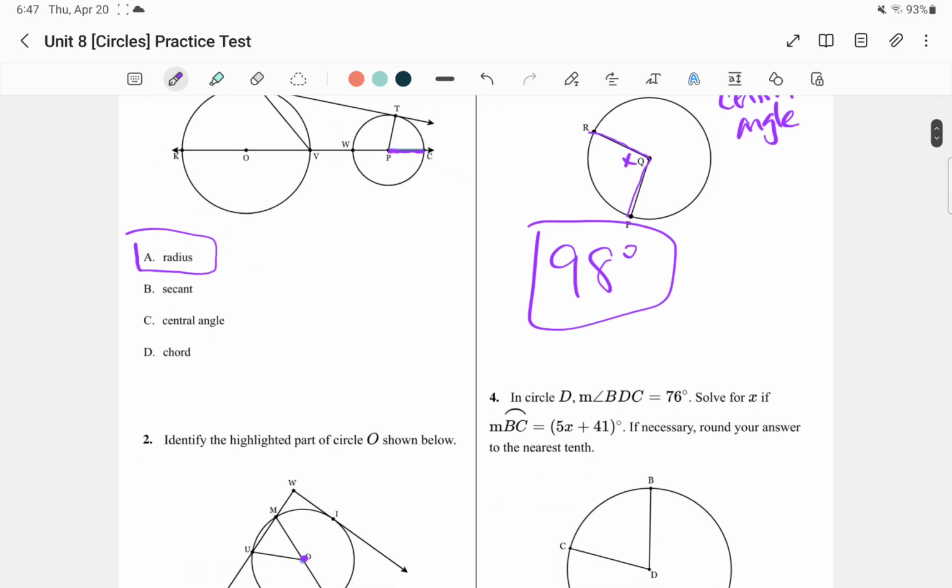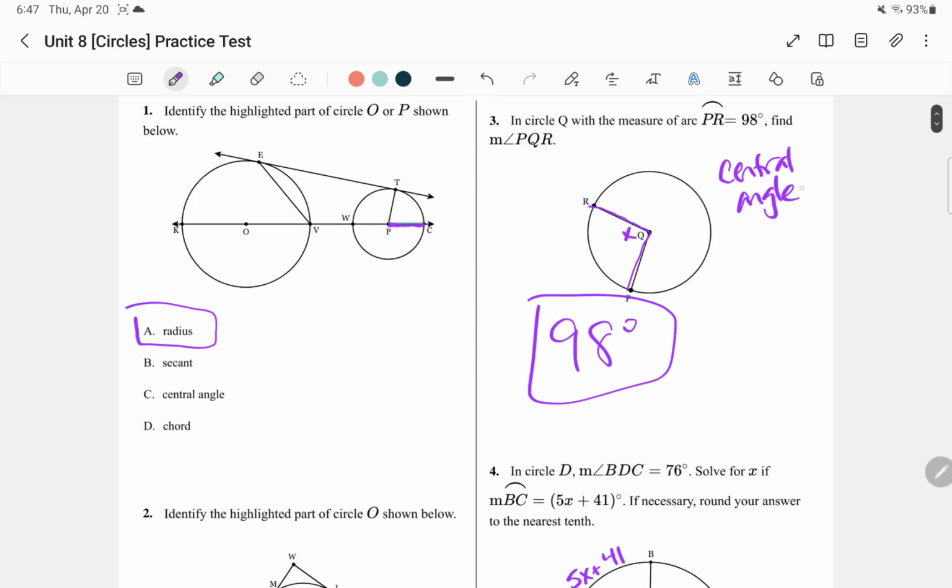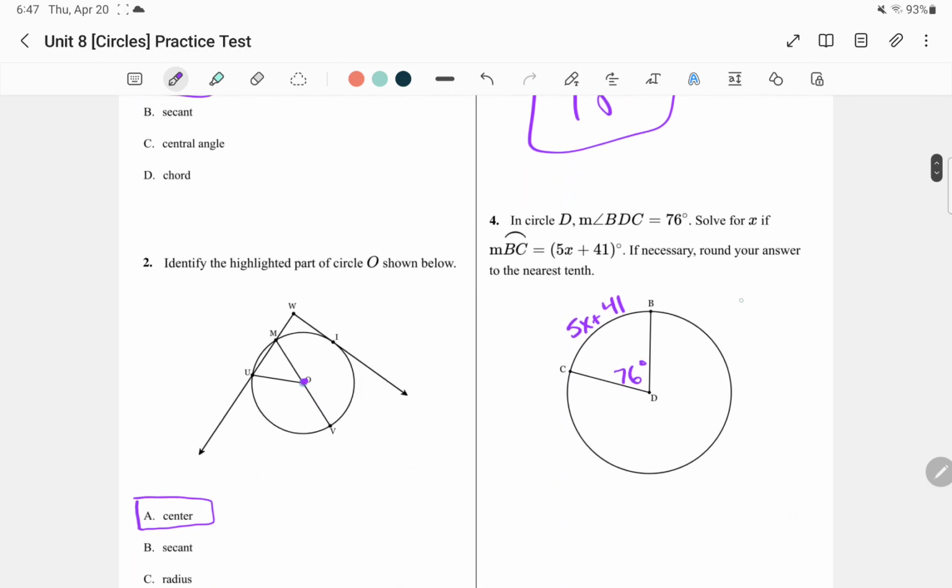So for number four, in circle D, measure of angle BDC, 76 degrees. So let's label that. Solve for X if the arc BC is 5X plus 41. And so again, this is a central angle, so they're going to be equal to each other, right? Central angle, let's even put equal to arc up here. So same thing down here. Central angle is equal to the arc.